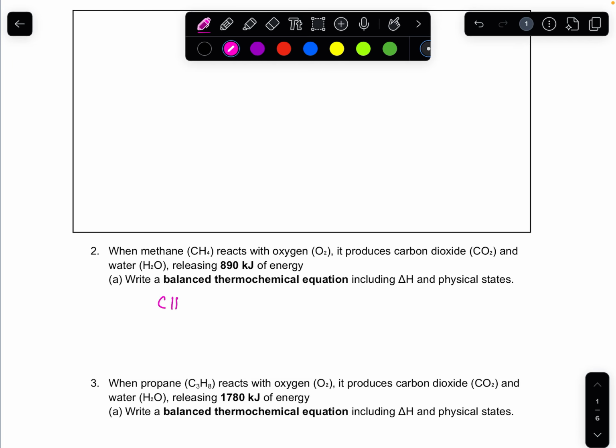It says methane, the formula is CH4. CH4 gas reacts with oxygen gas and produces carbon dioxide and water. Both are in gaseous state, we know that. And it is releasing 890 kilojoule. If it is releasing, that means exo, you have to include energy as a product. Okay, then balance the equation, there are 4 hydrogens, so I'm going to write 2. So total there is 4 oxygen. I will multiply with the 2.